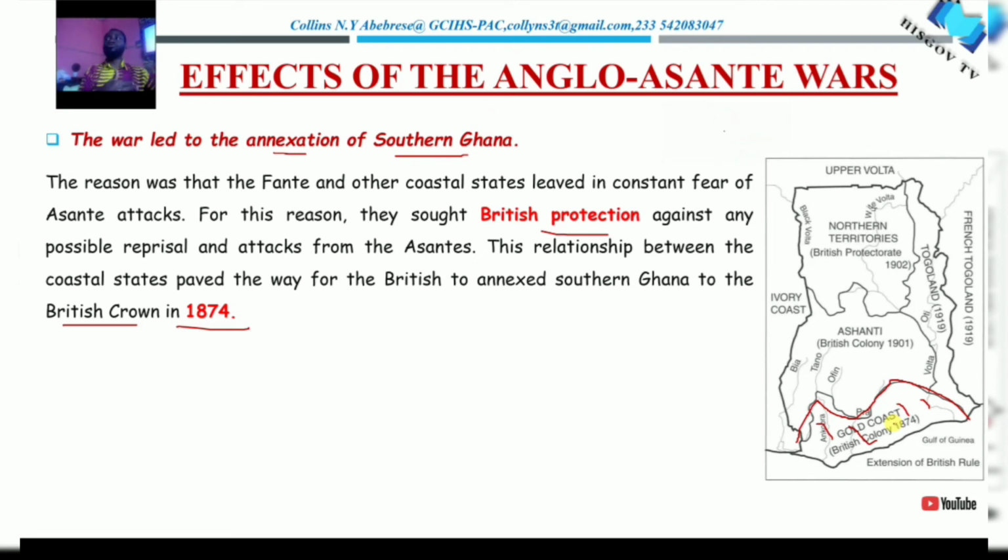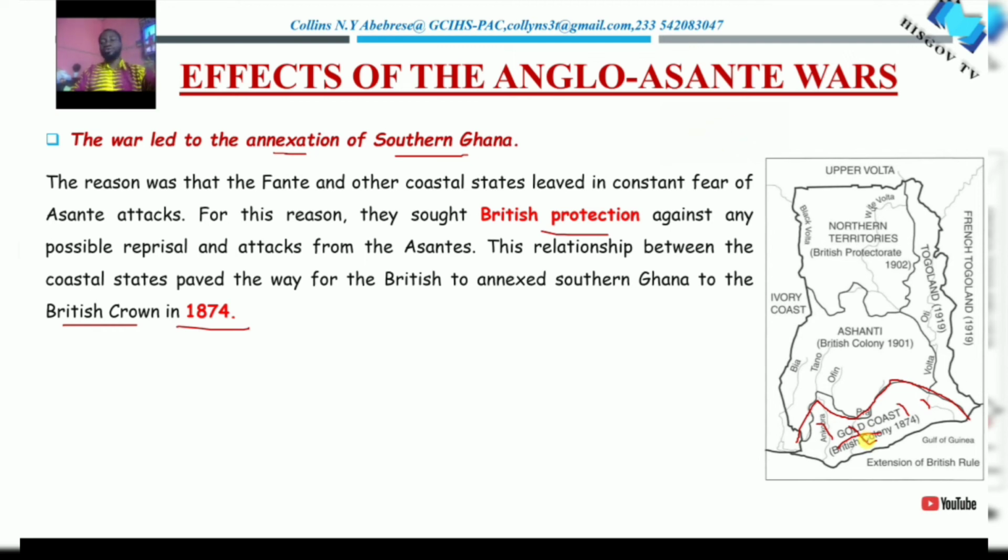And so, because of that, the British signed so many treaties with the Fante states, and these treaties were for protection. For instance, the Bond of 1844 was signed. They were mainly for protection, but the British took it as a way of the southern states surrendering their sovereignty to the British, and so they colonized them in 1874. So in 1874, the Gold Coast was part of the British Crown. It was formerly a British colony.